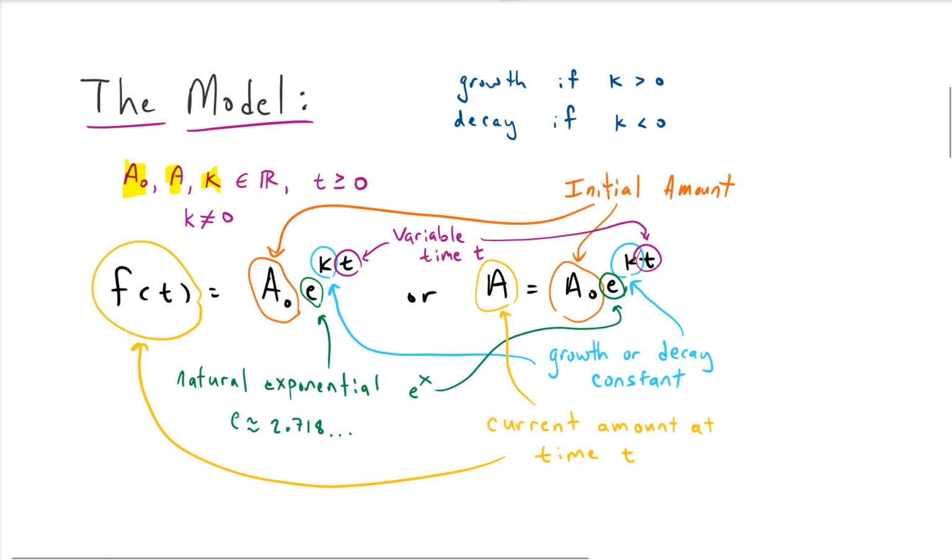A0, A, and k are all real numbers. That's what that script R means. And the little e-looking thing is really an epsilon, and it means "belongs to." So all you're saying is A0, A, and k belong to the group of real numbers, meaning they're real numbers. t is your time variable, and it usually starts at 0 for when your experiment starts and then moves forward in the positive direction. And k, which is your growth constant, can't be 0.